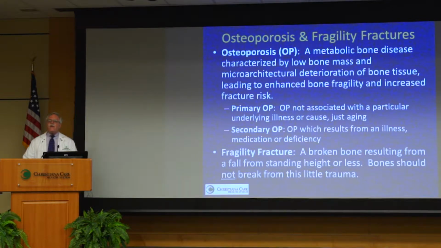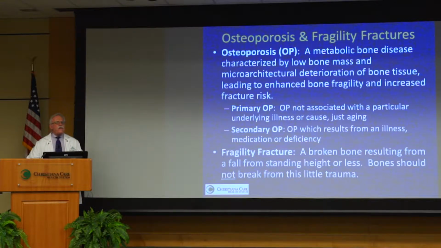What we're going to start off with is something very basic, the most boring slide in the deck, and this is about what is osteoporosis. Osteoporosis is defined as a metabolic bone disease characterized by low bone mass and microarchitectural deterioration of bone, which leads to enhanced bone fragility and increased fracture risk. There's primary osteoporosis, which happens just because of aging and no other real cause. And there's also secondary osteoporosis, which is related to some other particular cause.